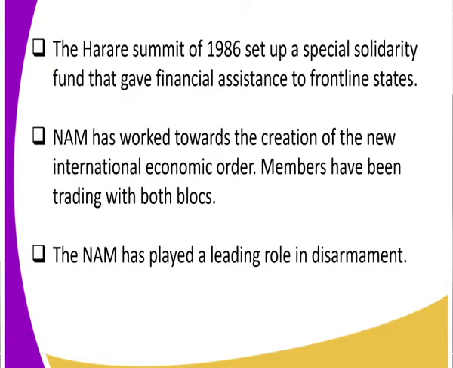Now, talk of the Harare Summit of 1986, whereby they set up a solidarity fund. This solidarity fund ensured that there is financial assistance to the frontline states. And also, last but not least, NAM has worked towards the creation of the new international economic order. For example, members have been trading with both blocs. Members in the non-aligned movement have taken a leading role in making sure that their economic or trading ties have been enhanced. And finally, NAM has played a leading role in disarmament.